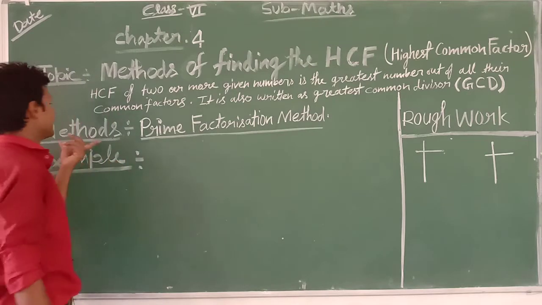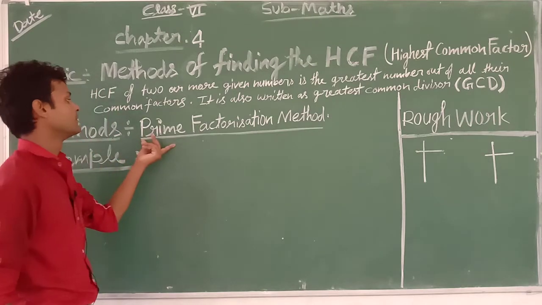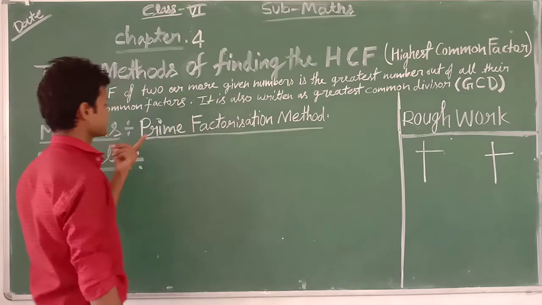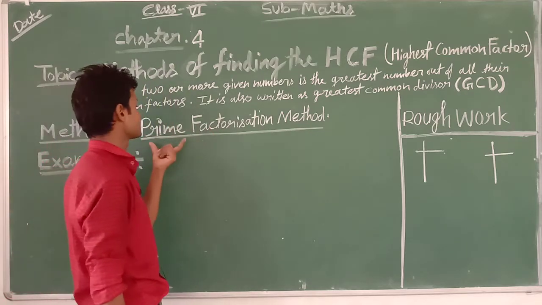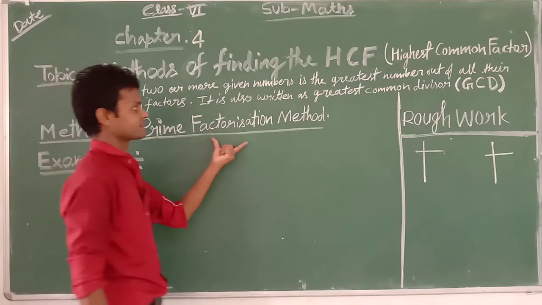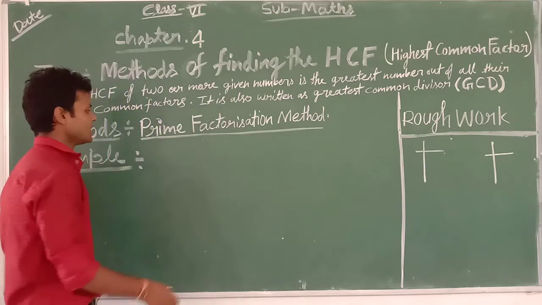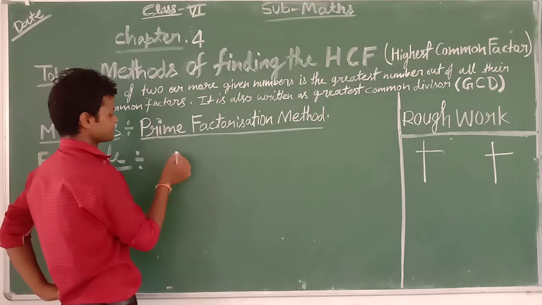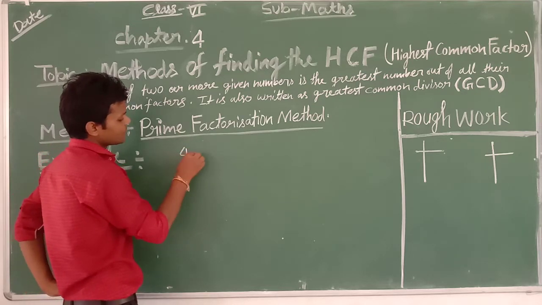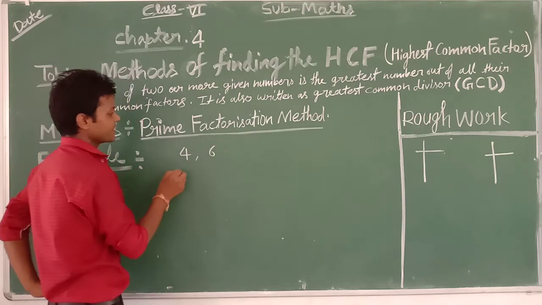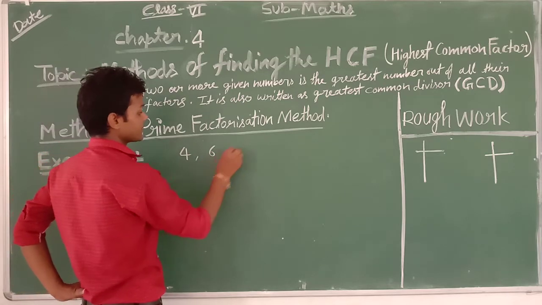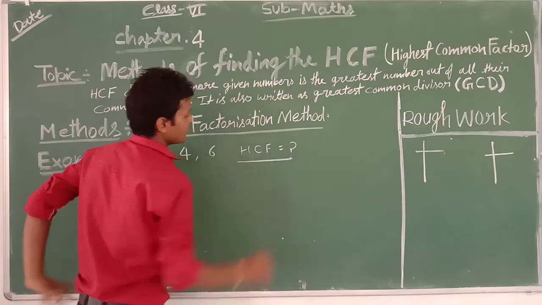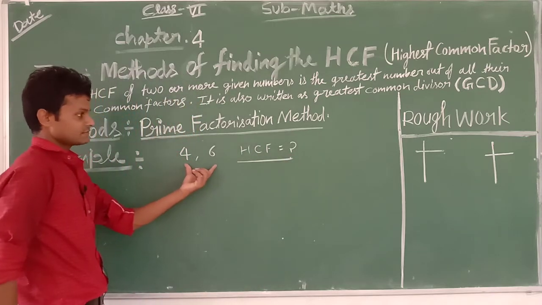Okay, the method we will learn is the prime factorization method. You know that I taught prime factorization in my previous video. So same to same. First we learn small numbers. First we take 4 and 6 and find the HCF. First we learn the smallest numbers.